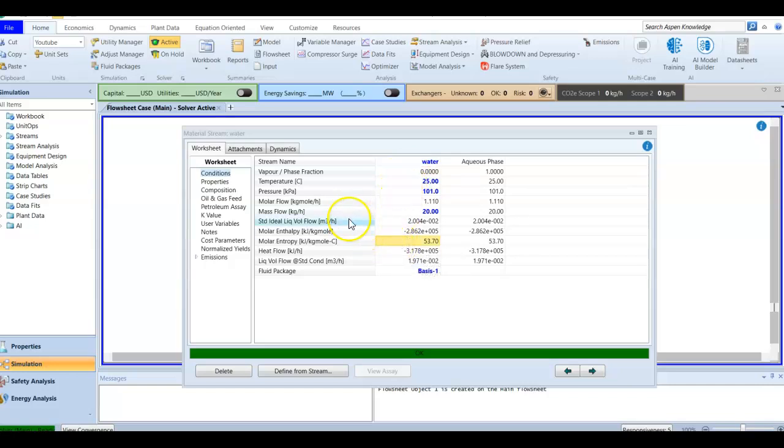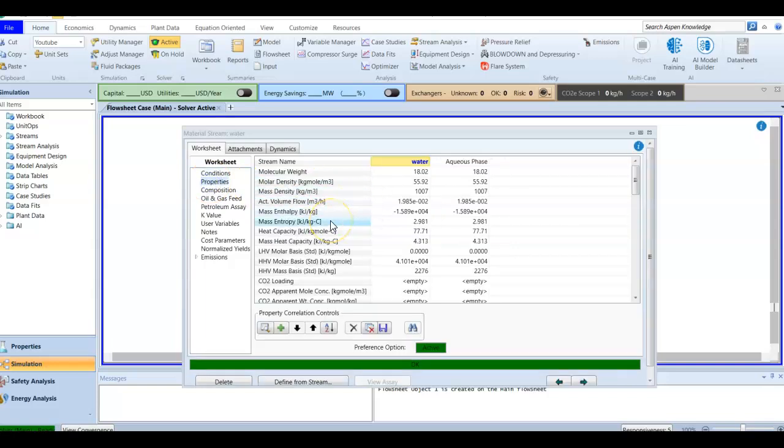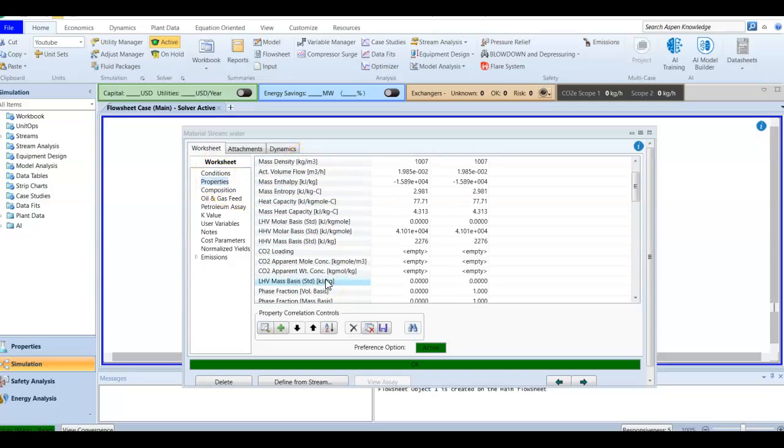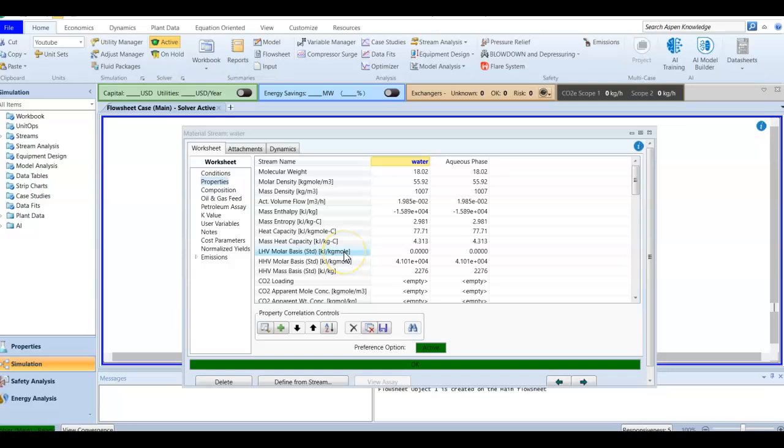Okay, so after the condition from the worksheet, you'll find out that you have the properties. So this section is actually the simplest use of Aspen HYSYS. After adding the condition, you can go to the properties over here and extract any information that you want to know. Like here, this is the molecular weight. We know that water is H2O, so 16 for oxygen and 2 for hydrogen, so it's 18. So this is the molecular weight of water.